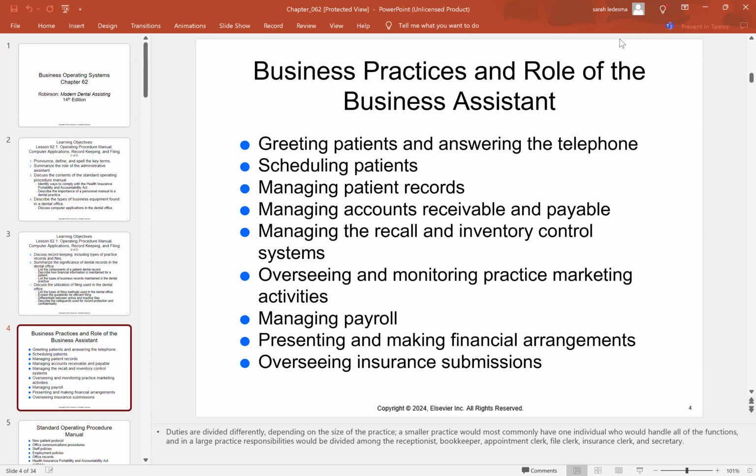Scheduling patients. Managing patient records. Managing accounts receivable and payable. Managing the recall and inventory control systems. Overseeing and monitoring practice marketing activities. Managing payroll. Presenting and making financial arrangements and overseeing insurance submissions.